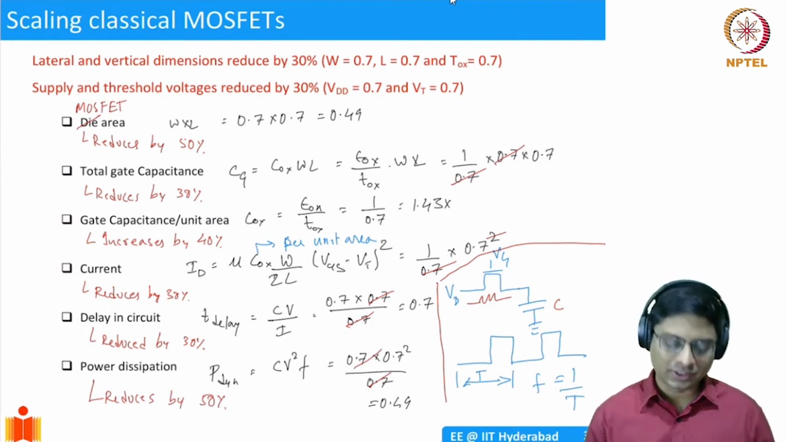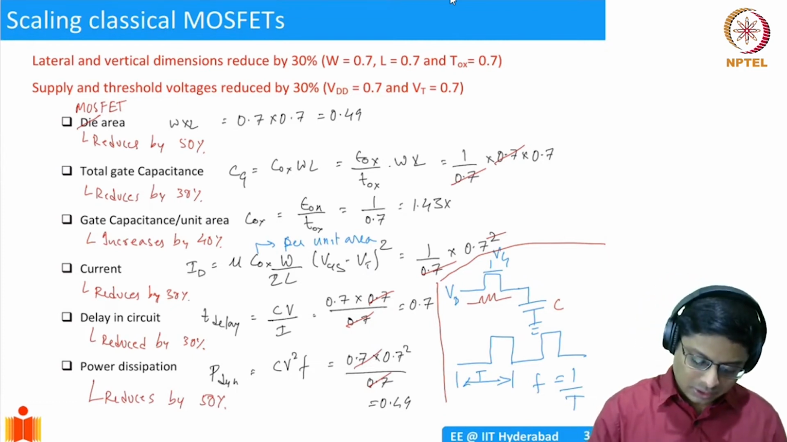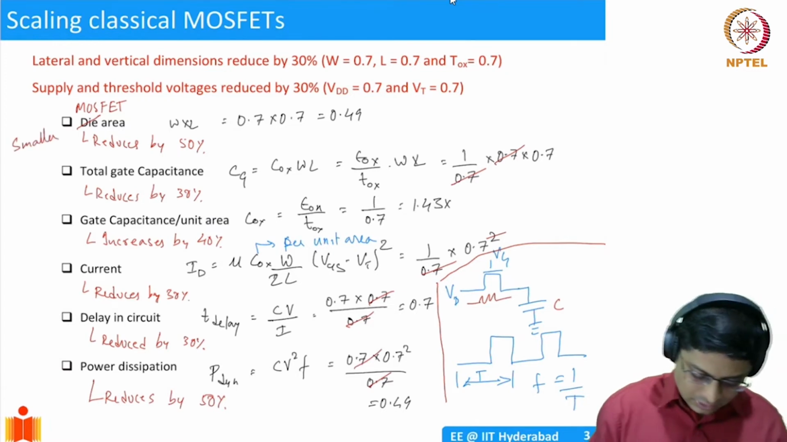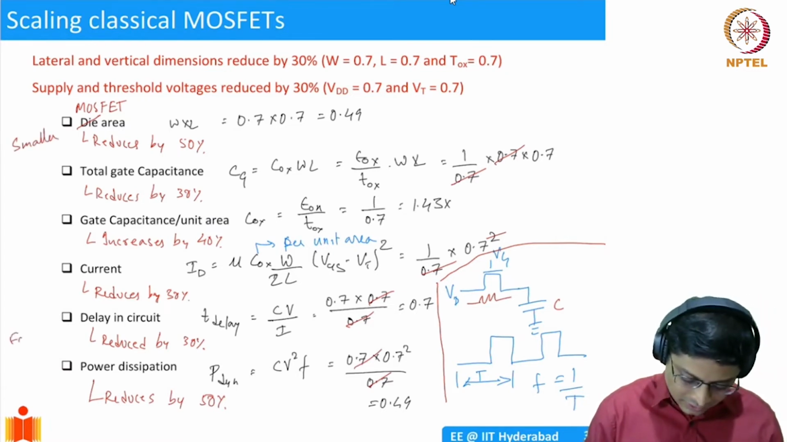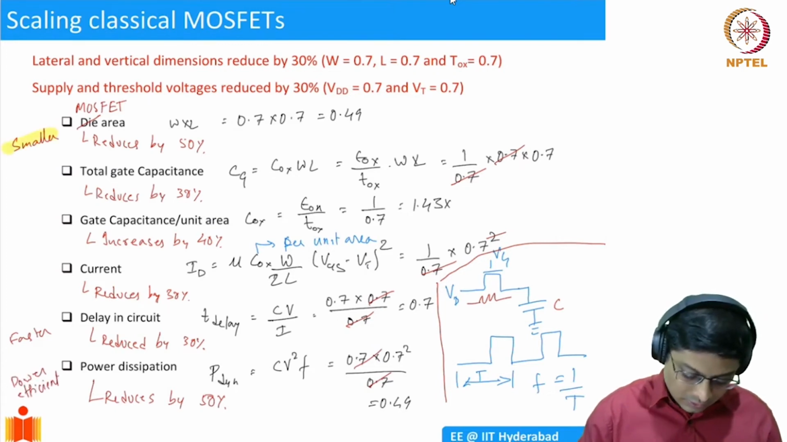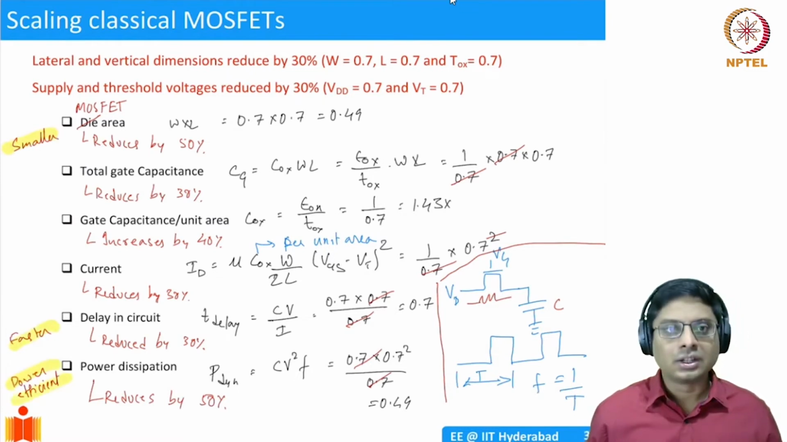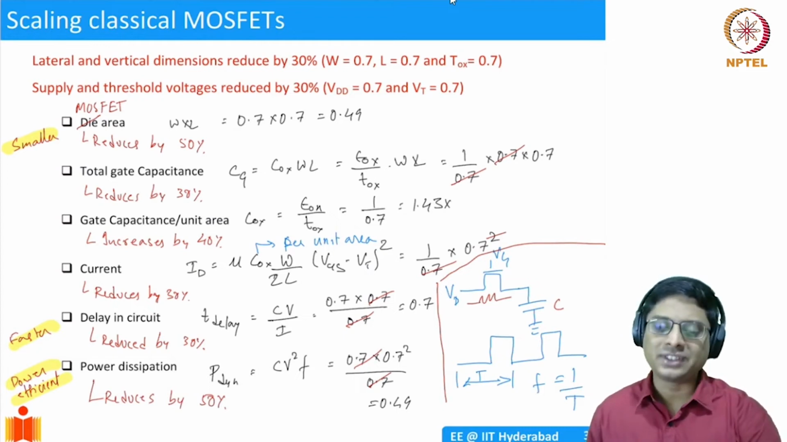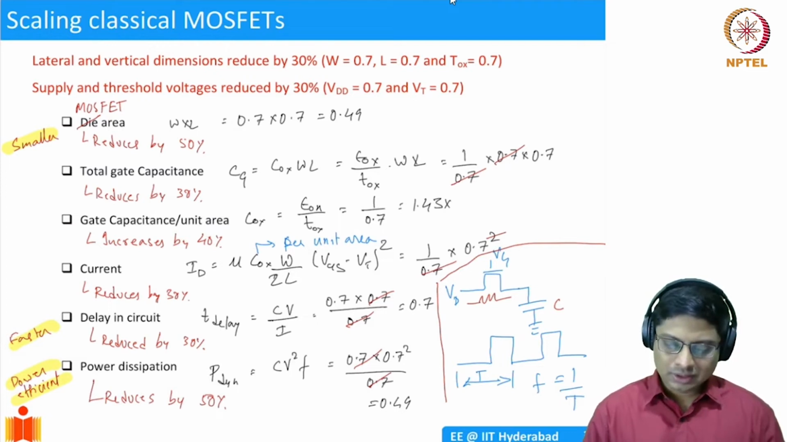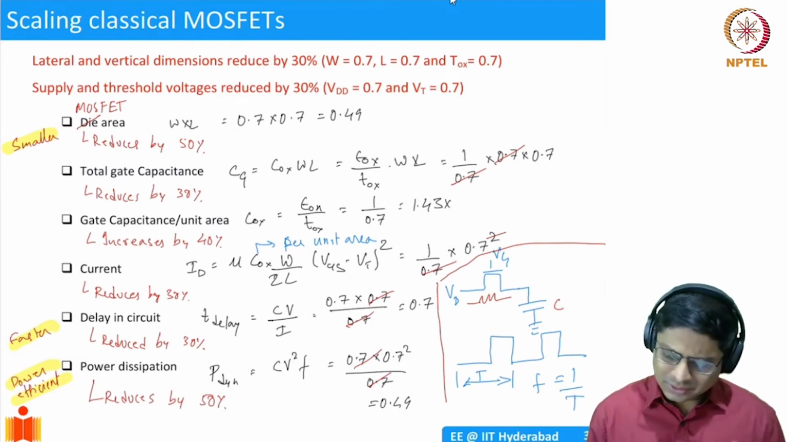So what happened because of scaling? When you shrink the sizes of MOSFETs, you are first of all making the MOSFET smaller, you are making it faster, and you're also making it power efficient. So these are very, very good properties to have. Digital circuits have become much more efficient, and this is the basic reason why the scaling process is adopted. It was as simple as that.